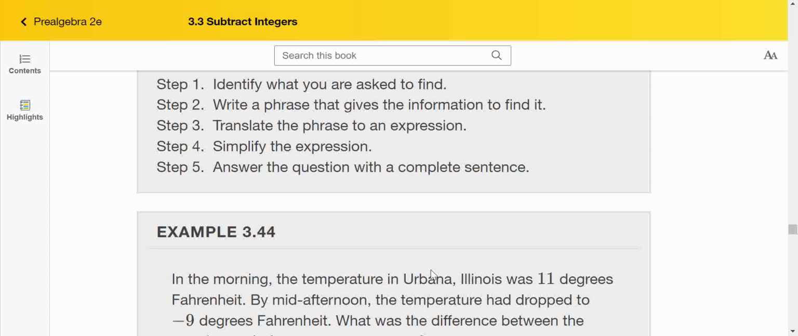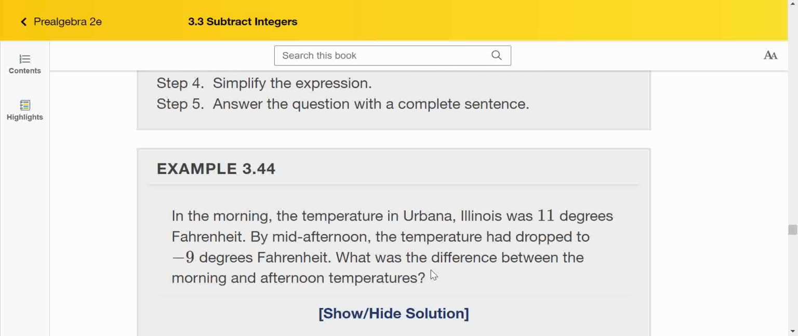Example 3.44. In the morning, the temperature in Urbana, Illinois was 11 degrees Fahrenheit. By mid-afternoon, the temperature had dropped to minus 9 degrees Fahrenheit. What was the difference between the morning and afternoon temperatures?